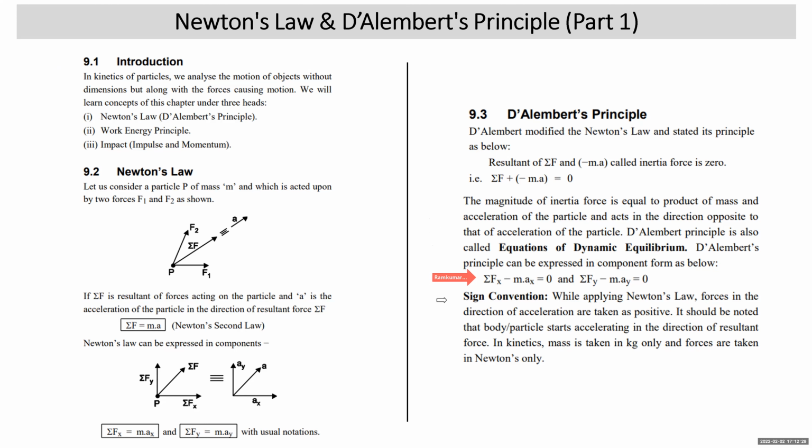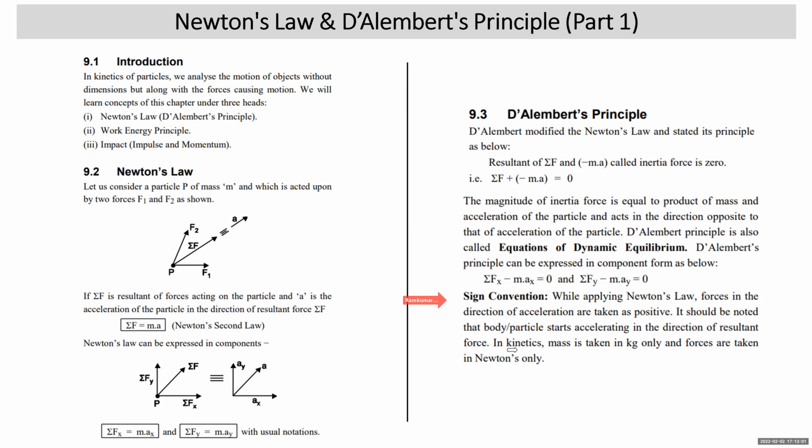Now, sign convention. While applying Newton's law, forces in the direction of acceleration are taken as positive. Why do we take force in the direction of acceleration as positive? Because if there is a particle which is acted upon by a number of forces, it will start accelerating in the direction of the resultant force. So in that direction only we'll take all the forces as positive. The direction of resultant force is nothing but the direction of acceleration. So we will remember it like this: while applying Newton's law, forces in the direction of acceleration are taken as positive.